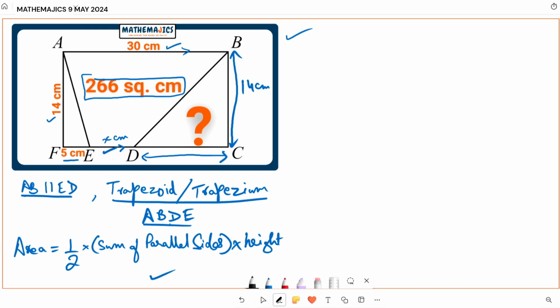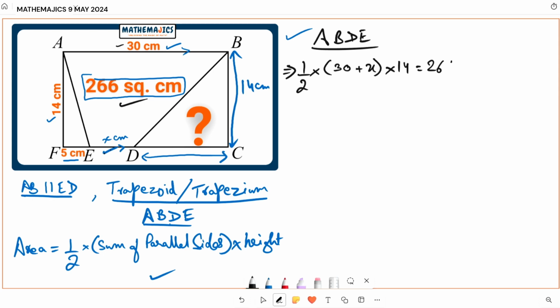So let's use this formula for trapezium ABDE. The area is 266 square centimeters. So, half times the sum of parallel sides. What are the parallel sides? 30 centimeters and x centimeters are the parallel sides. Times height. Height is 14, equals 266.